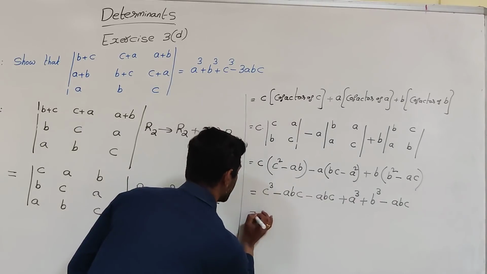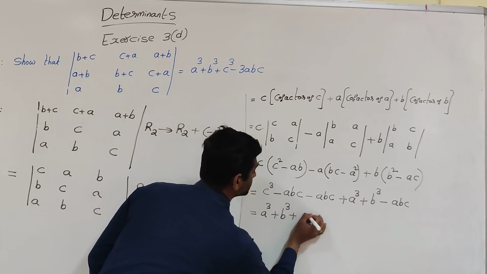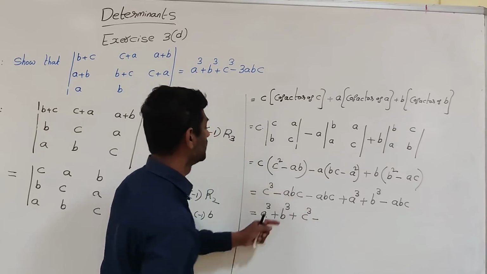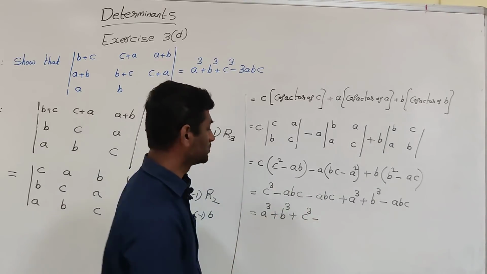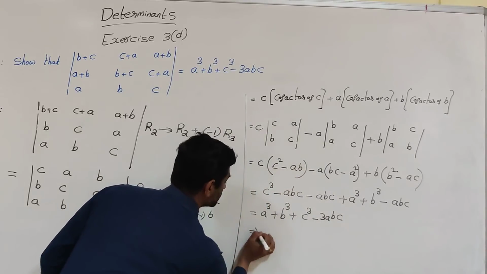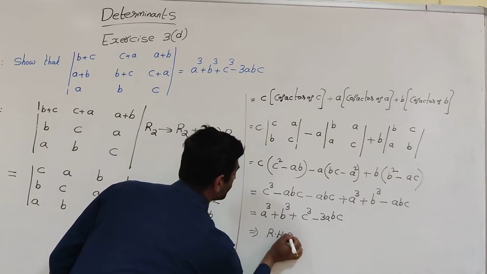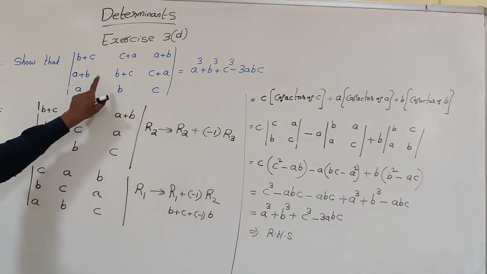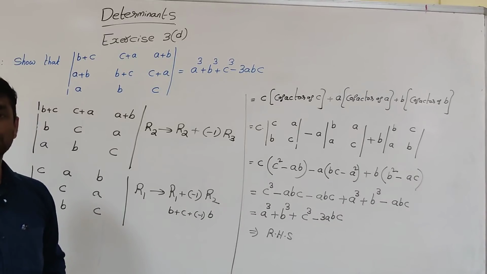So we can have A cube plus B cube plus C cube minus how many times, or how many like terms are there? There are 3 like terms, that are ABC. So we can have minus 3ABC, which is the RHS. That is the proof of this determinant. So the determinant of this matrix will be A cube plus B cube plus C cube minus 3ABC. Now next question.